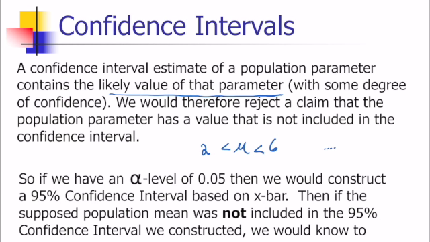the claim. So if we have an alpha level of 0.05, then we construct a 95% confidence interval. Remember, our confidence level plus our alpha is 1. And if our supposed population mean was not included in this 95% confidence interval, we would have to reject H naught.